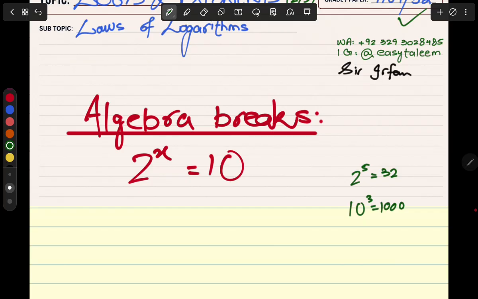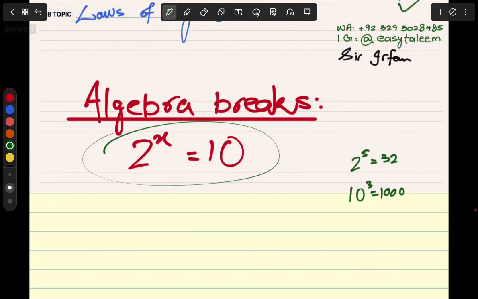Then mathematics gave us a very simple looking equation, 2 to the power x equals 10, and suddenly none of our old algebra worked anymore. You can't factor it, you can't collect like terms, you can't expand it, you can't rearrange it. The unknown isn't multiplying, it isn't adding, it isn't inside a bracket, it's sitting in the exponent right here. And that's exactly where algebra breaks.